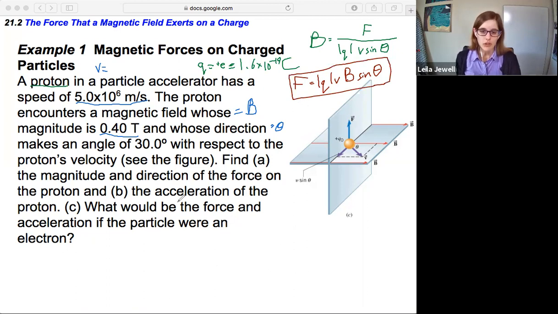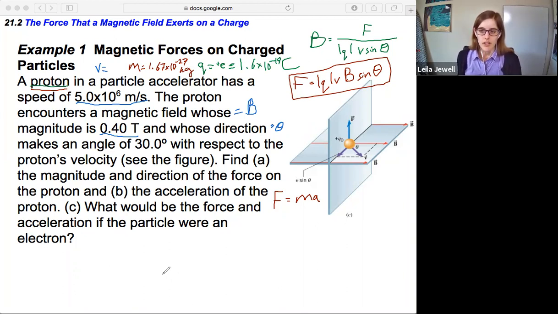Once we have the force, how can we get the acceleration? This is where Newton's second law comes back in, right? We know that F is equal to ma. So we know the force on it. Do we know the mass? Once again, yes, right? Because it's a proton, we know the mass of the proton as well. 1.67 times 10 to the negative 27, I believe. But that's something you can look up. You don't have to know that off the top of your head.